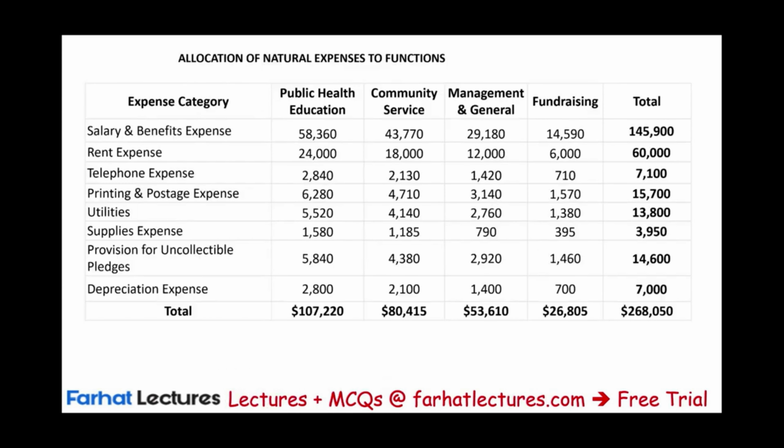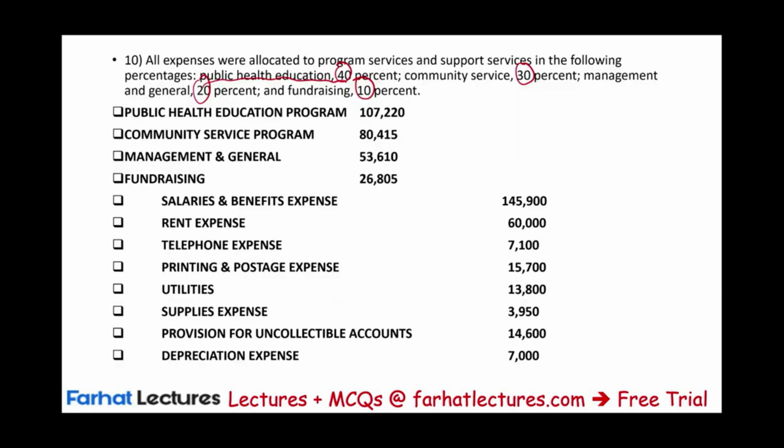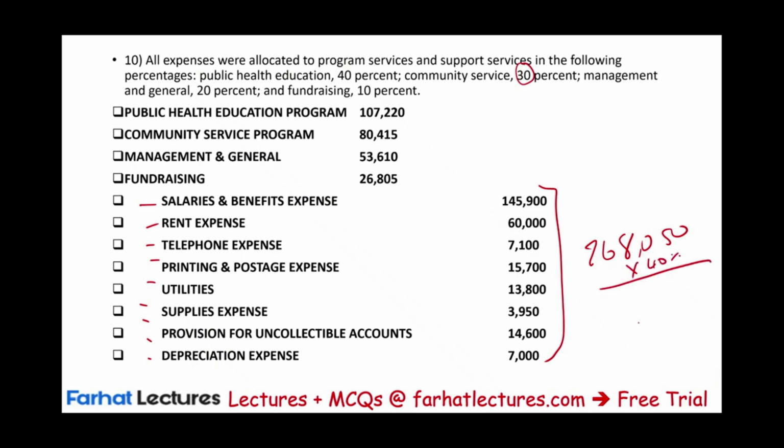Let me show you the total. The total is $268,500. So all our expenses are $268,500. This is all the expenses that we recorded thus far. And those expenses will be allocated according to the percentages. Public health program, 40%. We multiply this by 40%. And let me just double check my math to make sure everything matches.